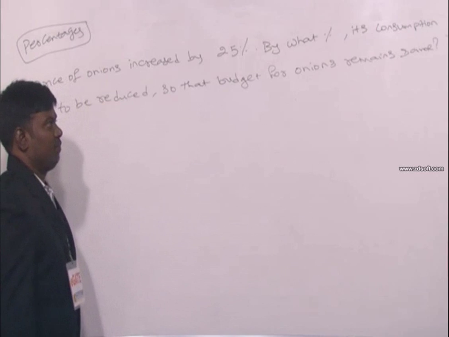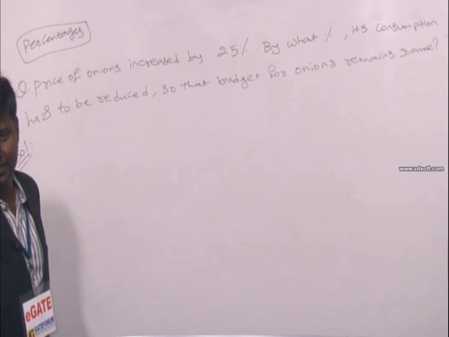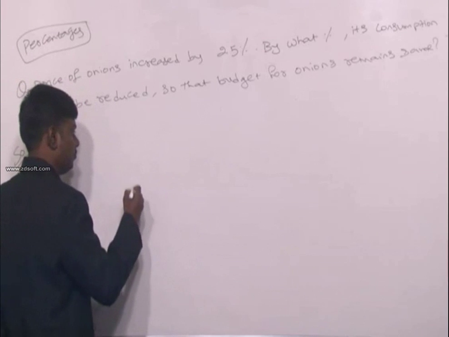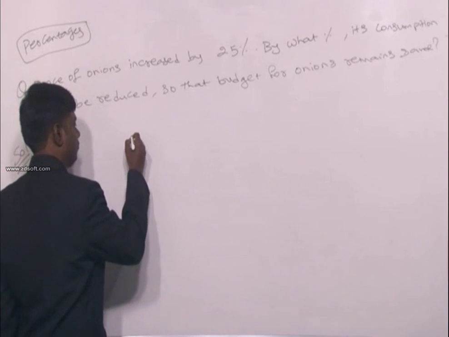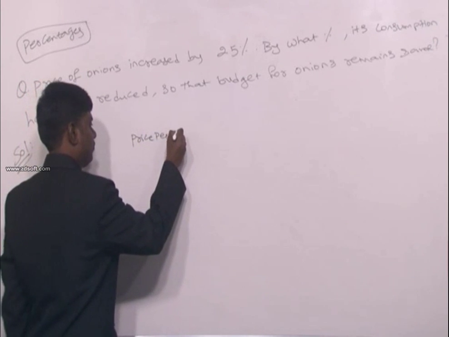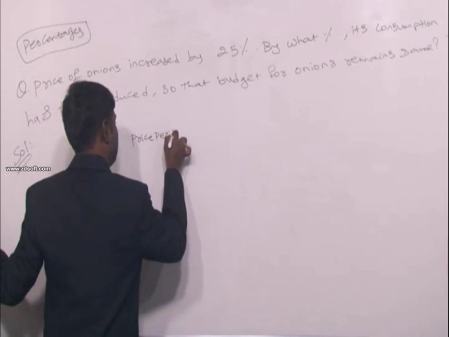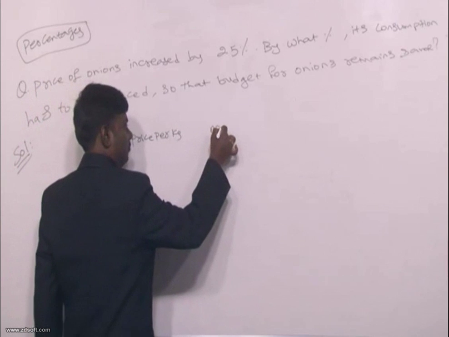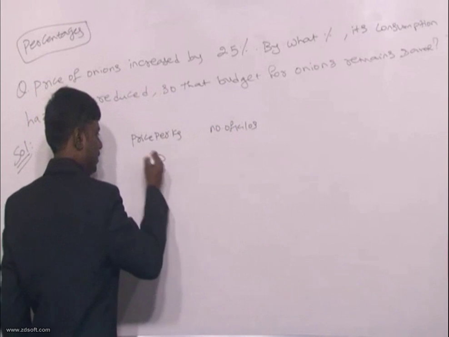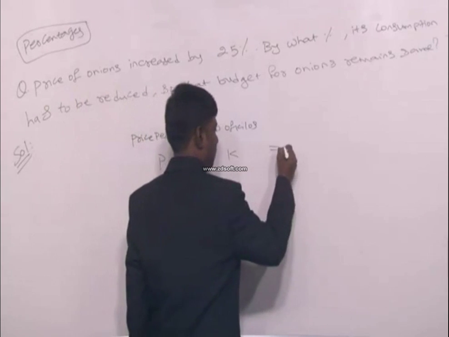Okay, price of onions increased by 25%. By what percent has its consumption to be reduced so that the budget for onions remains same? Now, how do you consider a budget? Price per unit, or I would say price per kg, times number of kilos. Price per kg if it is P, number of kilos if it is K, P into K. This is budget.